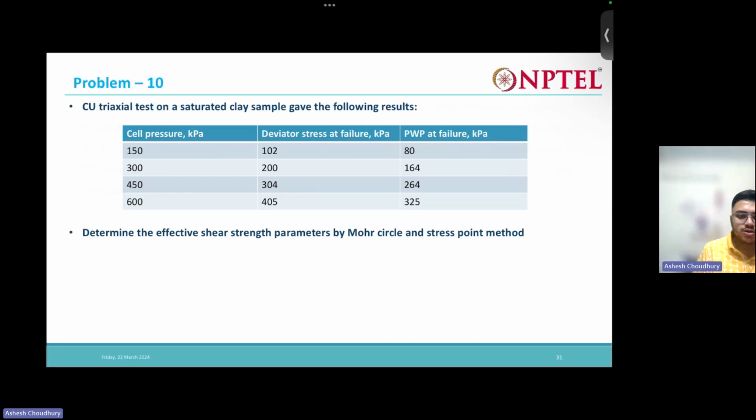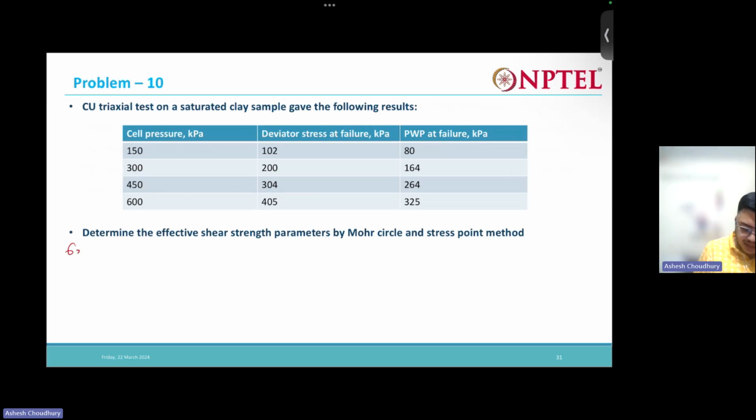A triaxial test on a saturated clay sample gave the following results. Cell pressure is given, along with the pore water pressure. Okay, so you need to do it by two methods. First, it's not possible for me to draw the Mohr circle using graph, pen, and paper, right? So what I suggest, you draw this, you solve this problem yourself, and you will see that things are getting clear. Okay, how to do?